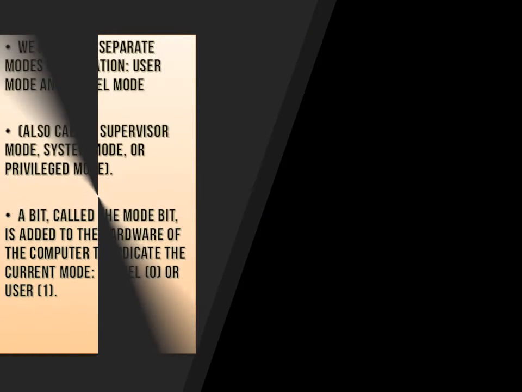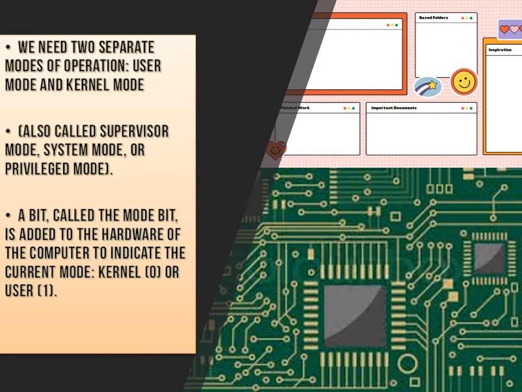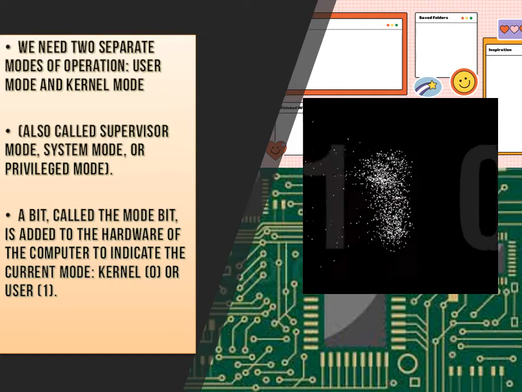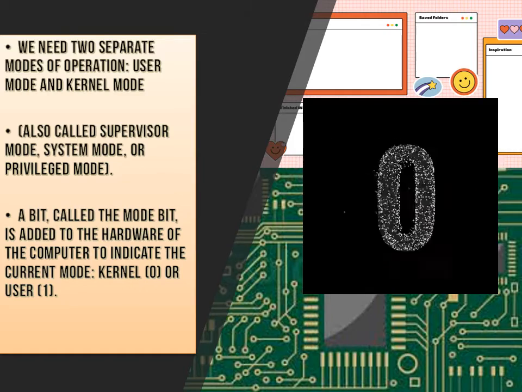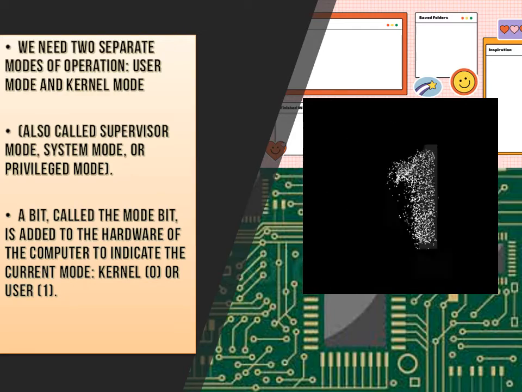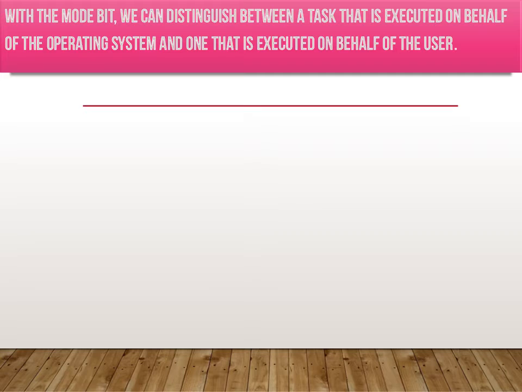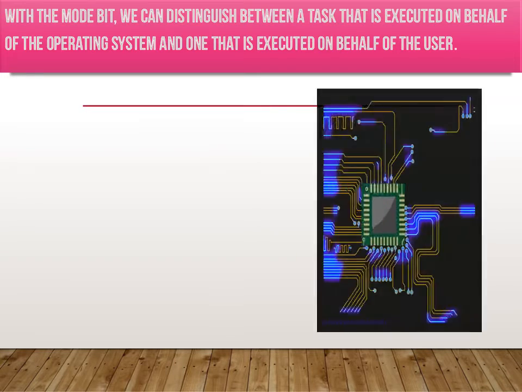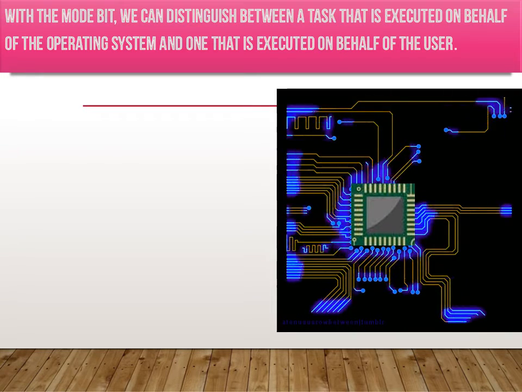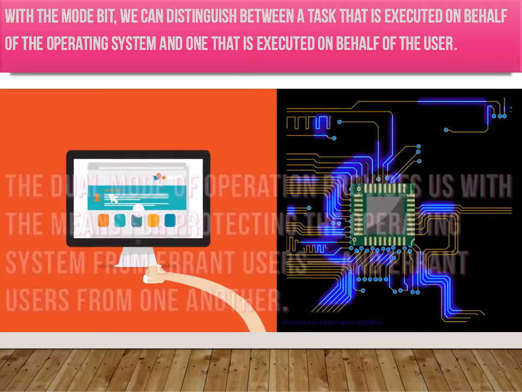We need to separate modes of operation, user mode and kernel mode, also called supervisor mode, system mode, or privilege mode. A bit called the mode bit is added to the hardware of the computer to indicate the current mode, 0 for kernel or 1 for user. With the mode bit, we can distinguish between a task that is executed on behalf of the operating system and one that is executed on behalf of the user.